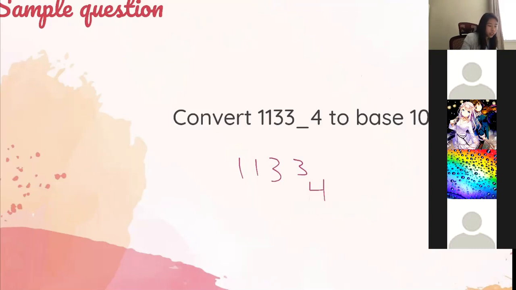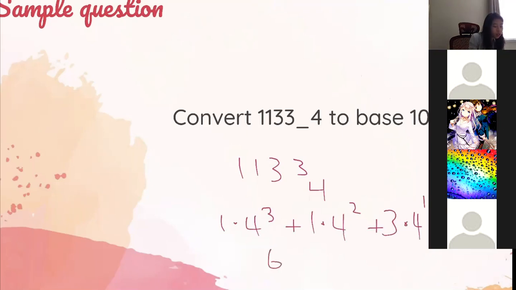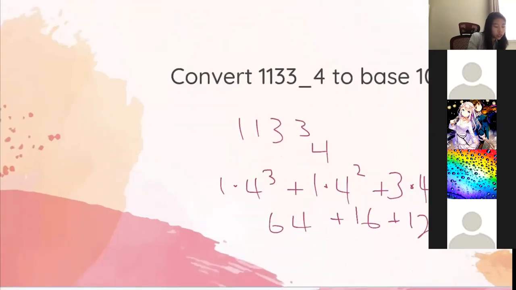Okay, really nice job, guys. You guys are picking this up super fast. I'm impressed. So this becomes 1 times 4 to the 3 plus 1 times 4 to the 2 plus 3 times 4 to the 1 plus 3 times 4 to the 0. So 4 to the 3 is 64, plus 16, plus 3 times 4, which is 12, plus 3 times 1, just 3. And then this is 95 base 10. All right. If you guys have any questions, feel free to unmute or type in the chat.